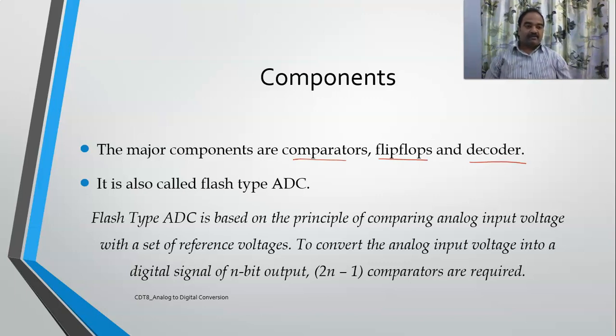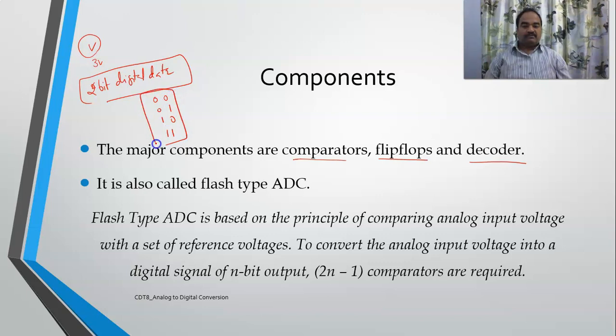Now let us look into this. Let us suppose I have a voltage somewhere around 3 volts, and I want to convert it into a 2-bit digital data. You know, 2-bit digital data can have 4 different options: 0 0, 0 1, 1 0 or 1 1, right? So for this, what you will do is compare the 3 volts data with 3 different sets of voltages.